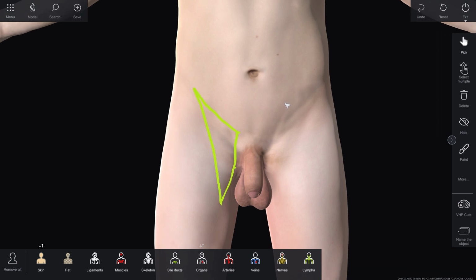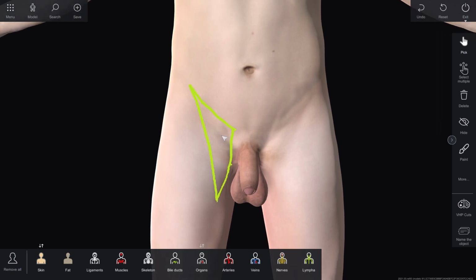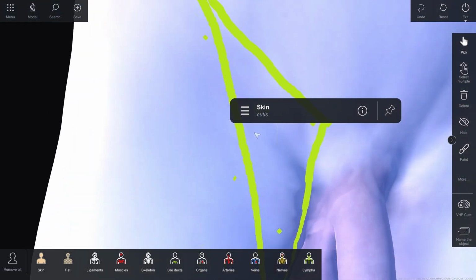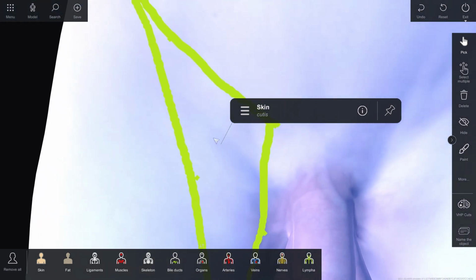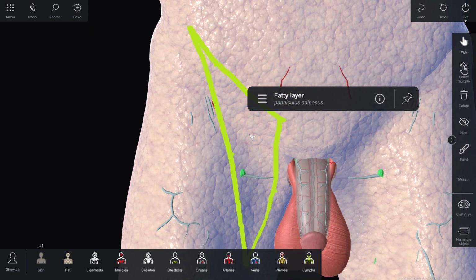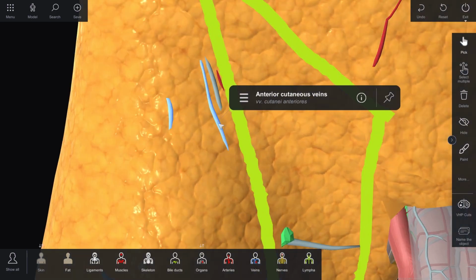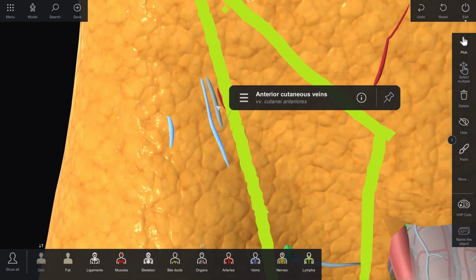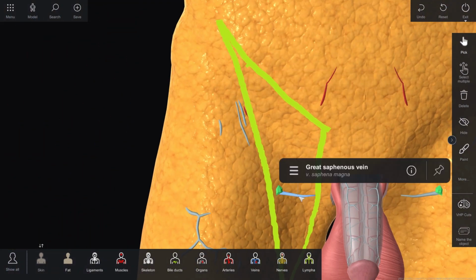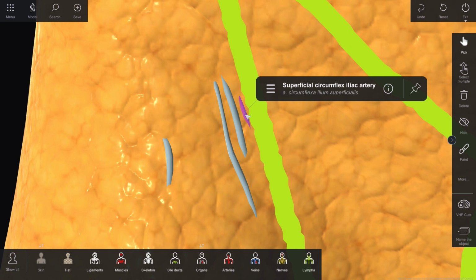The roof of the triangle. The roof of the triangle consists of skin. The skin is thick and movable. There is presence of sweat glands and hair follicles. Next, we can see the subcutaneous tissue. The subcutaneous tissue consists of anterior cutaneous veins, superficial circumflex iliac vein, greater saphenous vein, and superficial circumflex artery.